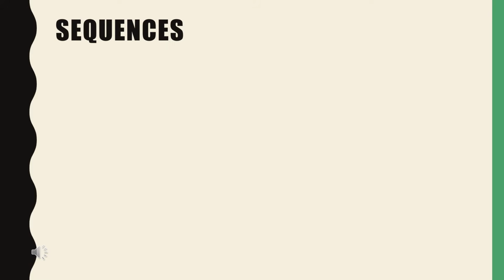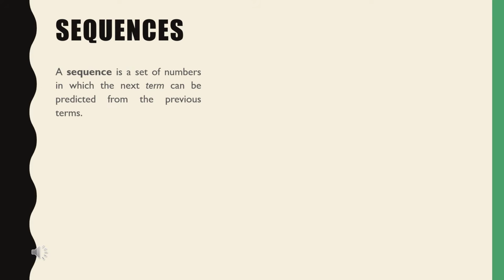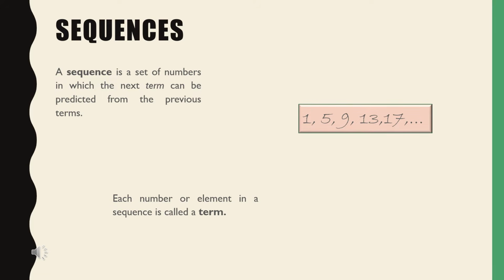Patterns in numbers can also be referred to as sequences. A sequence is a set of numbers in which the next term can be predicted from the previous terms. So what are those terms? The term we are using here is not the layman's term that we know. A term is merely the count of each and every element found in a certain sequence.